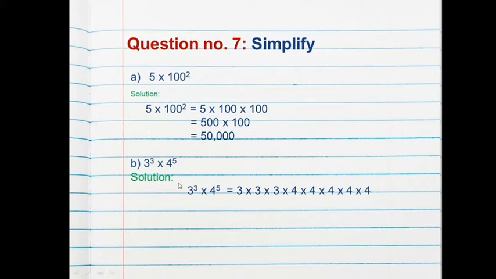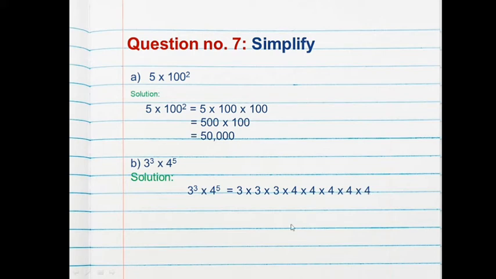So here the number given is 3 raised to the power 3. So we will write this 3 times in the form of multiplication. It means we will multiply this 3 with itself 3 times. Then after that, given into 4 raised to the power 5. It means we will multiply this 4 with itself 5 times. So that's why we have written here 4 into 4 into 4 into 4 into 4.